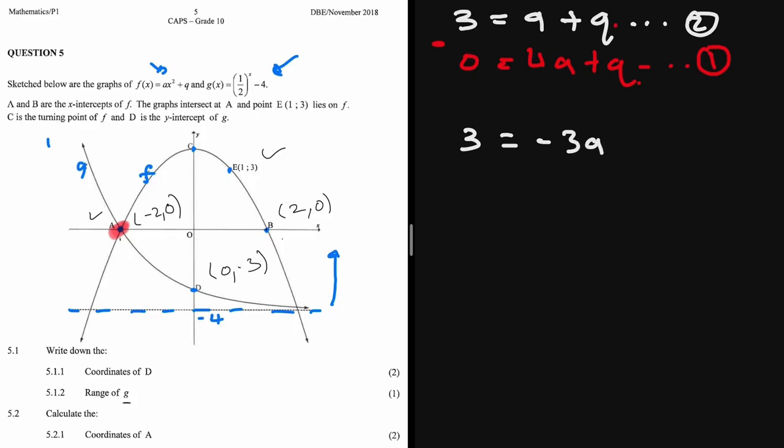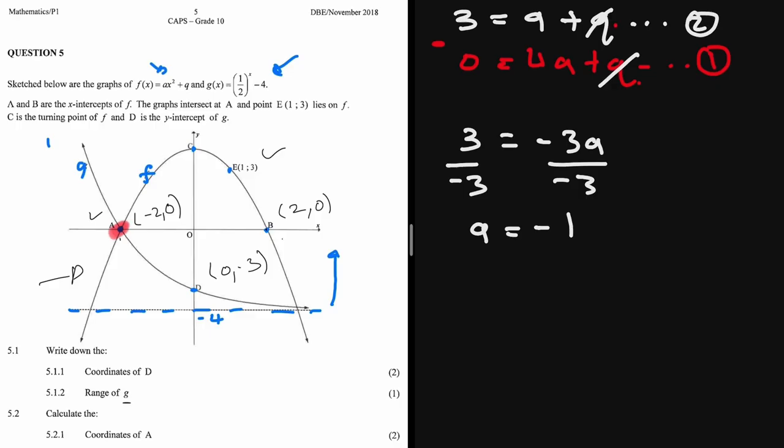Okay, now q minus q cancels out, and we have got rid of one of the variables, so we can solve for the value of a. We must divide both sides by negative 3, and we find that the value of a is negative 1. Remember, we already knew that the value of a must be negative because we have a concave down. So you see, our statement was correct.